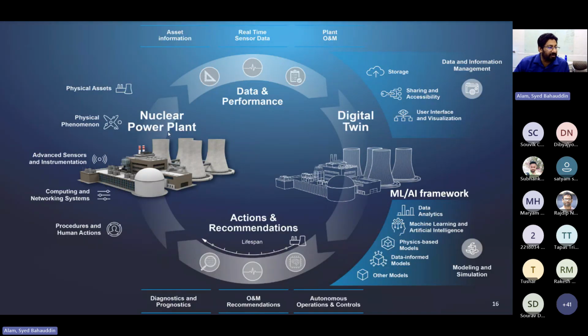So for example, we have the nuclear power plant, the physical system, and we want to make the digital twin of it. And we have the temporal synchronization. How can the temporal synchronization be achieved? It would be achieved through real-time sensor data. And where will the real-time sensor data come from? Through advanced sensors and instrumentation. So things are connected, right?